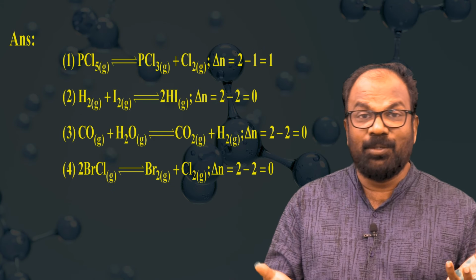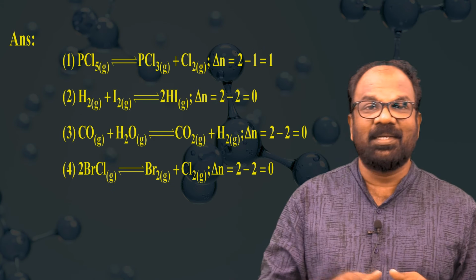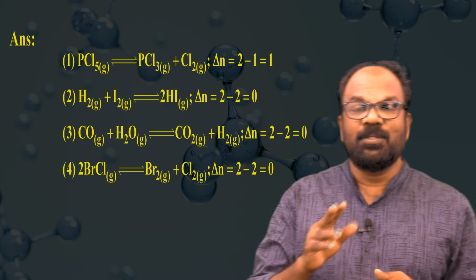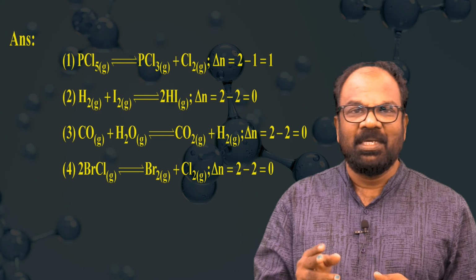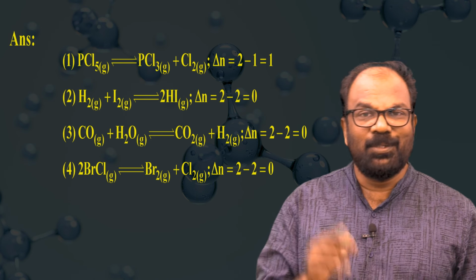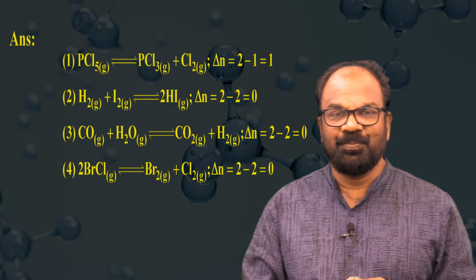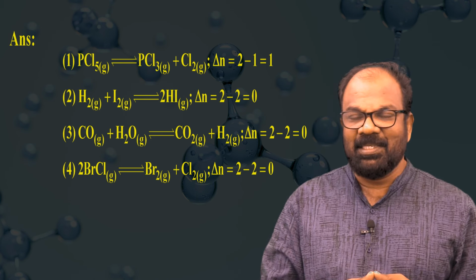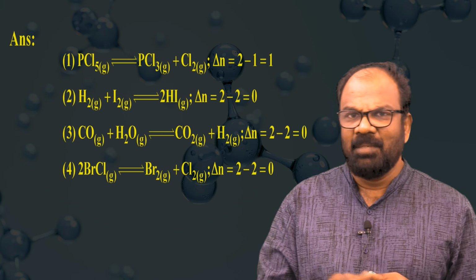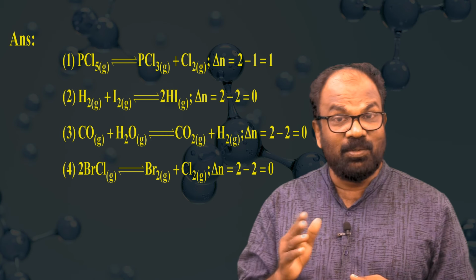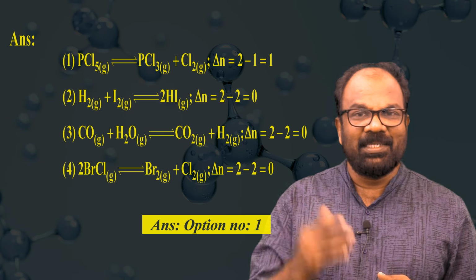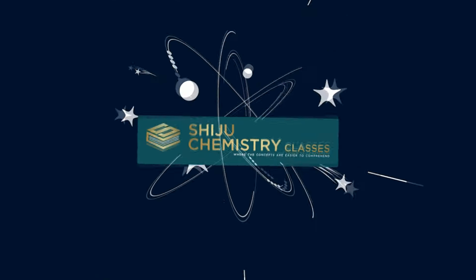Here in this question, we need to find out the reaction for which delta n is not equal to 0. In the first option, number of moles of gaseous products is equal to 2 and that of the reactants is equal to 1. Therefore, delta n is equal to 2 minus 1, that is equal to 1. And in the remaining cases, that is option number 2, 3 and 4, delta n is equal to 0 because the number of moles of gaseous products is equal to that of the reactants, also equal to 2. So here the answer is option number 1.